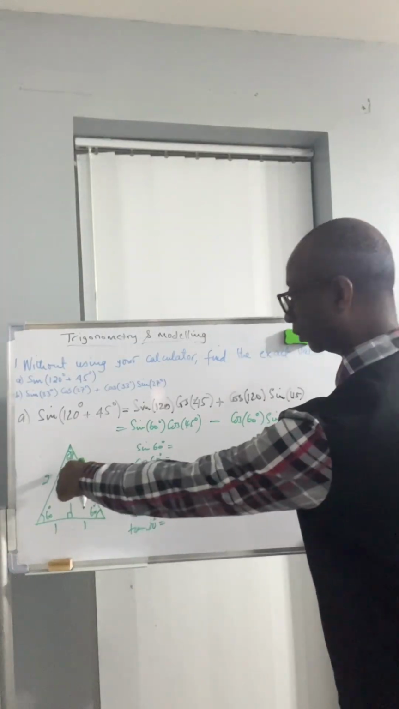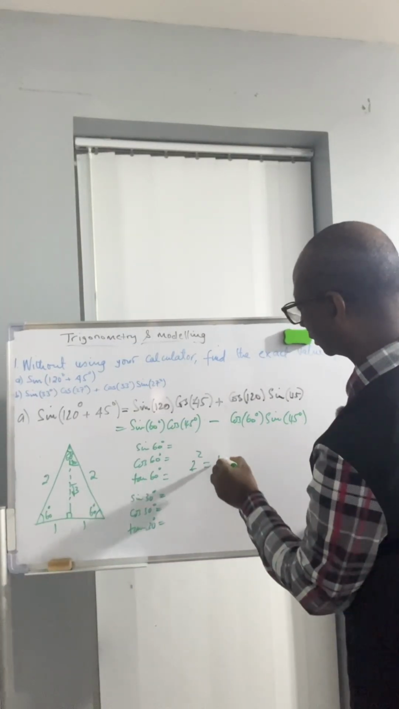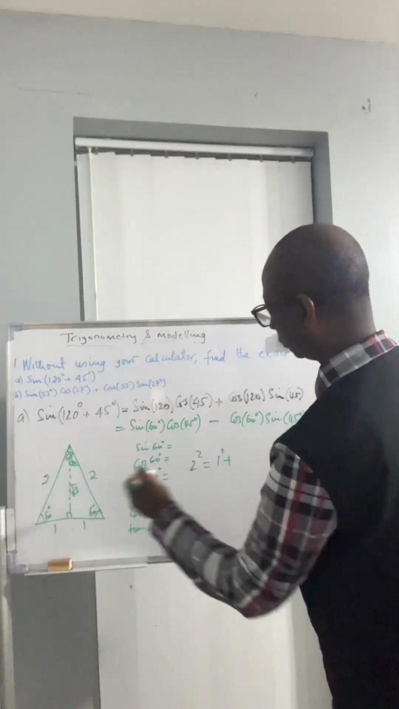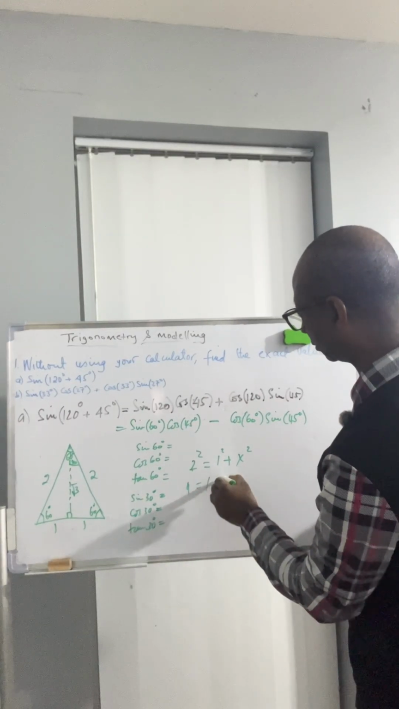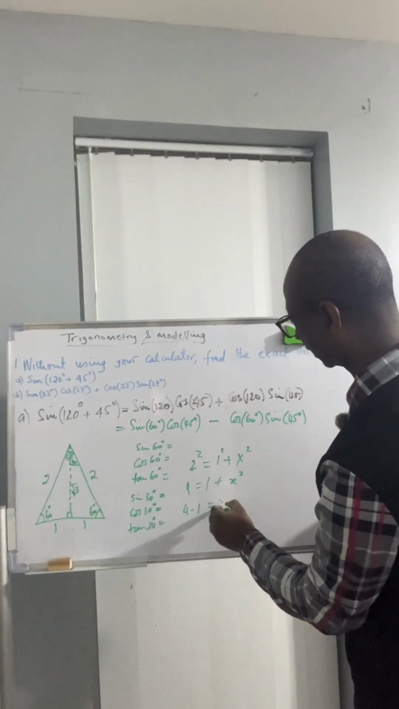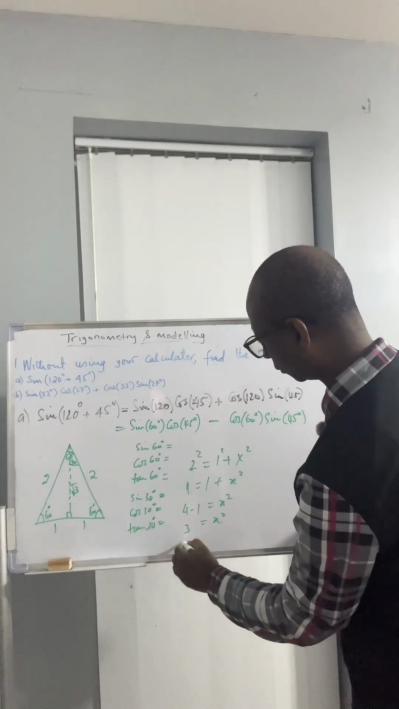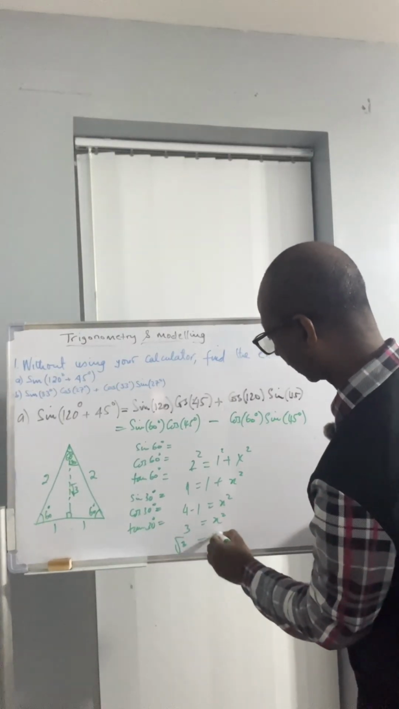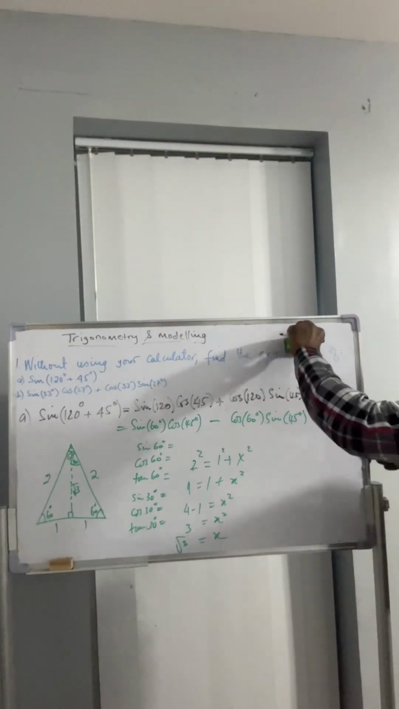From Pythagoras, you know the hypotenuse, which is 2 squared, equals 1 squared plus whatever here, you call it x squared. So here 2 squared, you have 4 equals 1 plus x squared. Now you have 4 minus 1 equals x squared. So you have 3 equals x squared. Therefore, root of 3 equals x. This is how we got this one, root 3. Yeah, from Pythagoras theorem.